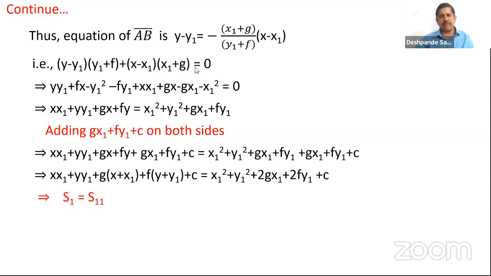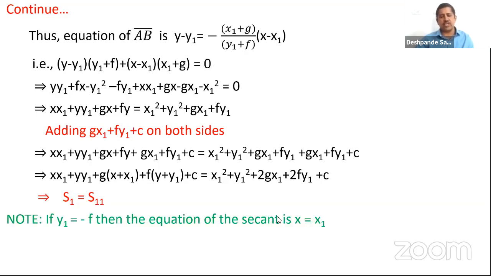So if at all you have y1 plus f is equal to 0, or y1 is equal to minus f, the equation of secant is simply x minus x1 is equal to 0, or simply x is equal to x1. Just go through this.